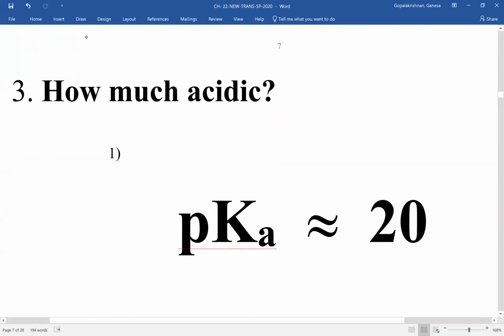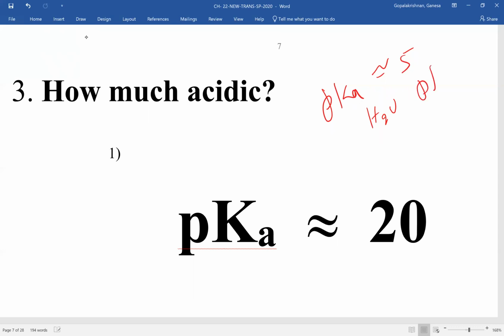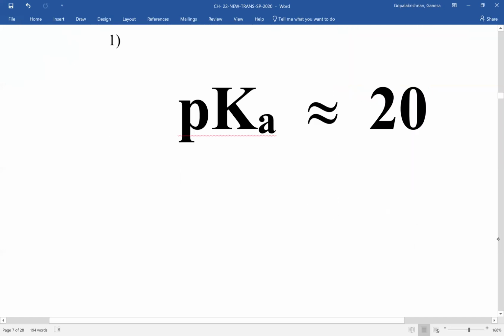How much acidic? We use pKa to measure the acidity. Most carboxylic acids have a pKa around 5. Water is an acid too, its pKa is about 15.4. Water is the weakest acid, and this one is weaker than water. The pKa of the alpha hydrogens is about 20.